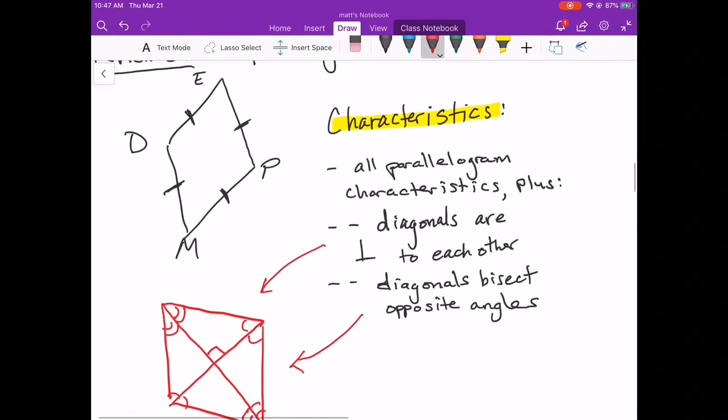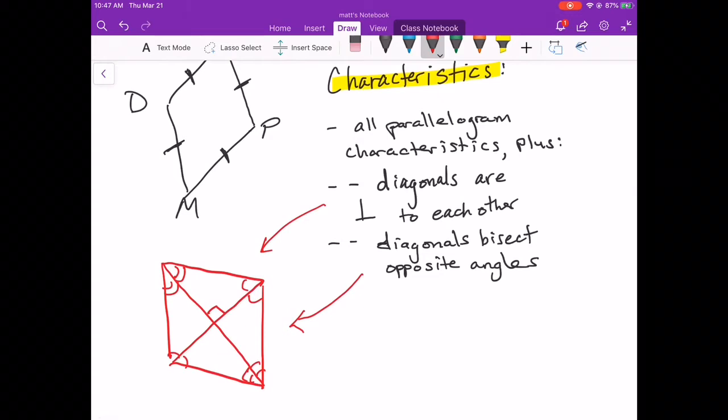So let me scoot this up and show you what that looks like in a picture. The diagonals form right angles, and you can see that there in the middle. And the opposite angles are not only congruent, but they also get bisected by the diagonals. Now that's not true for every parallelogram, but it is true for a rhombus. So again, I've got them marked congruent for the ones that get bisected. So that's the characteristics of a rhombus. All 4 sides are congruent. In addition to their parallelogram properties, the diagonals are perpendicular and the diagonals bisect opposite angles.